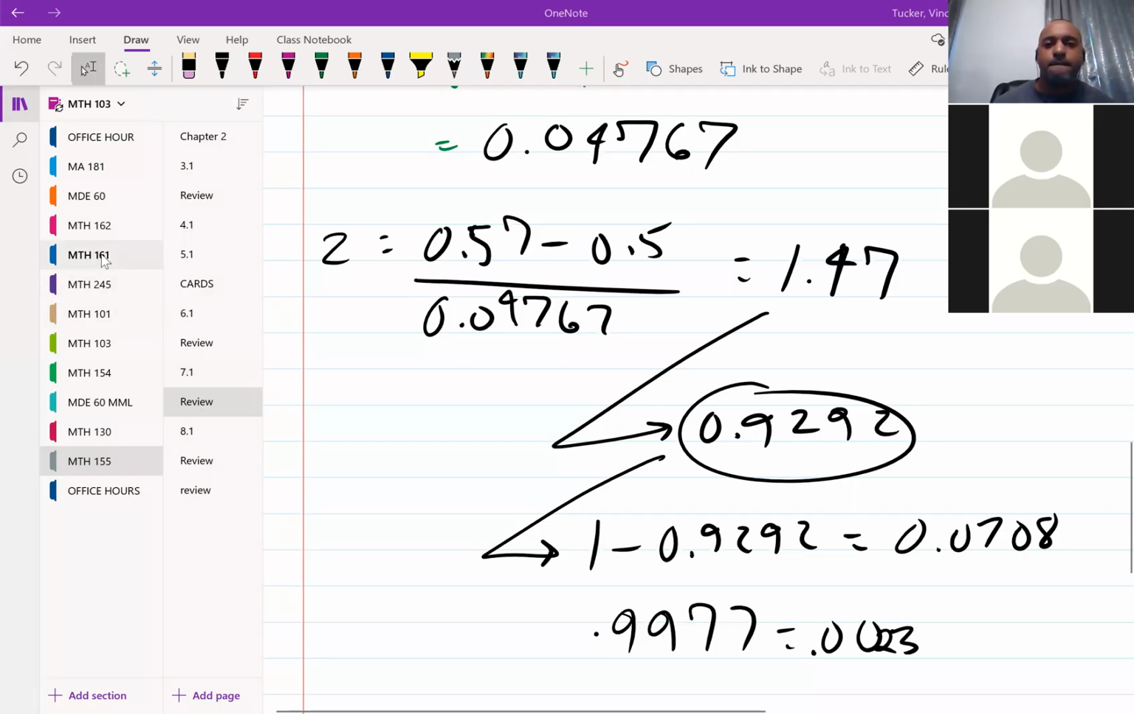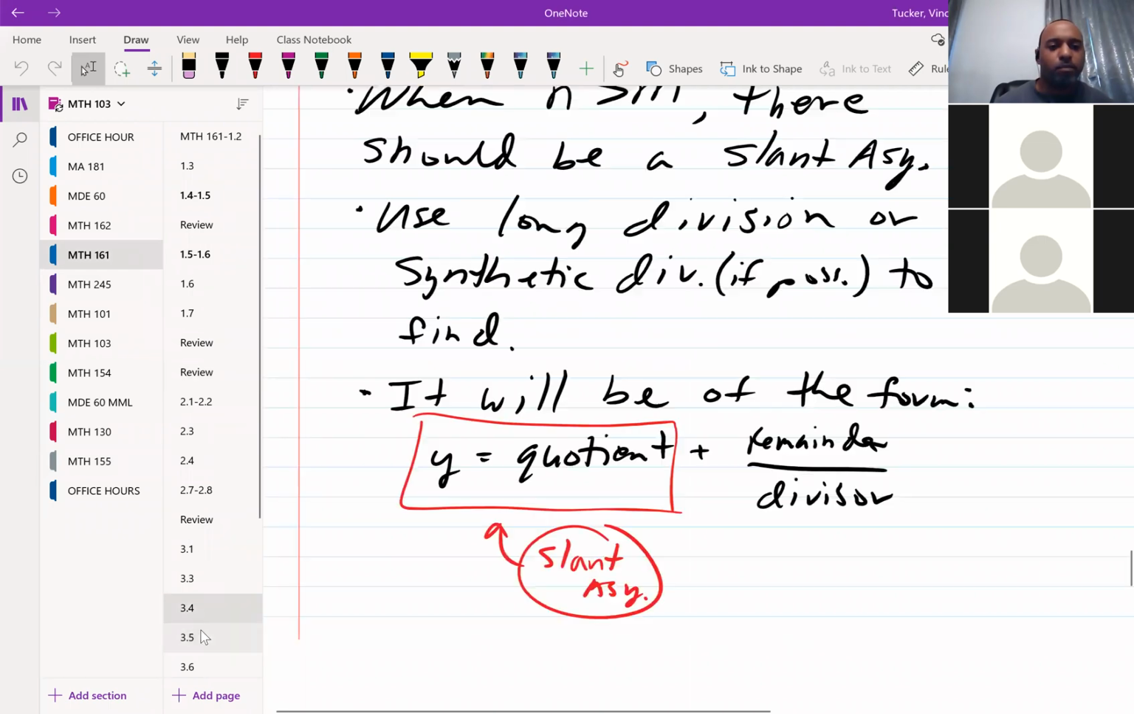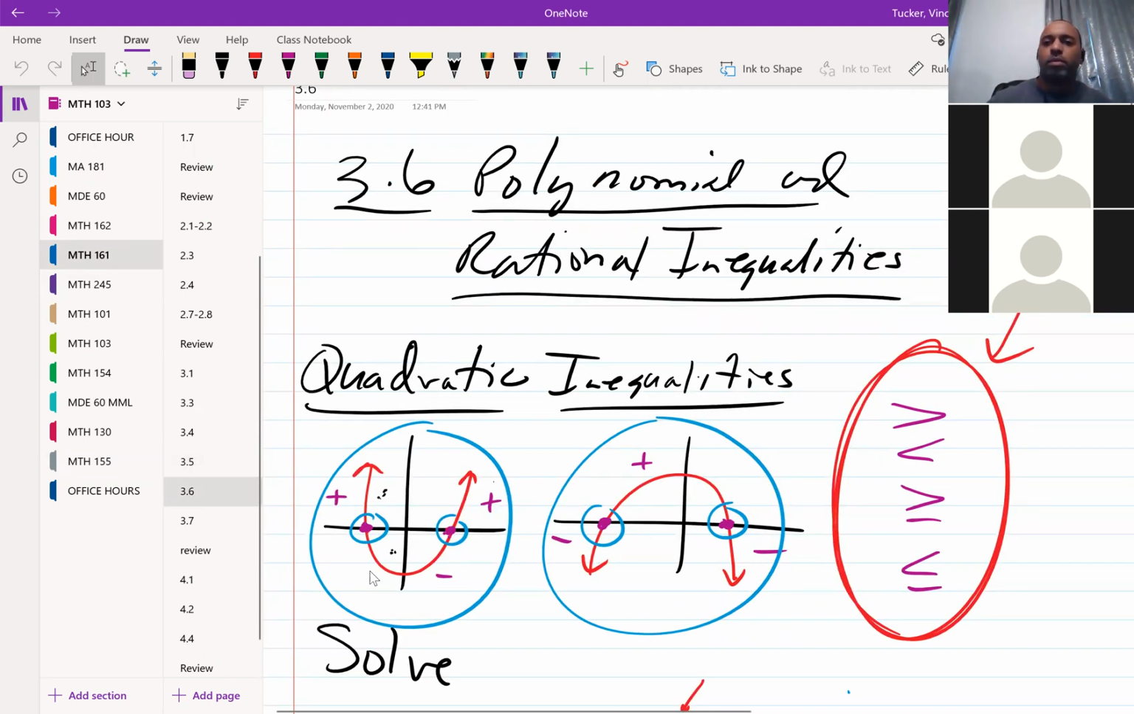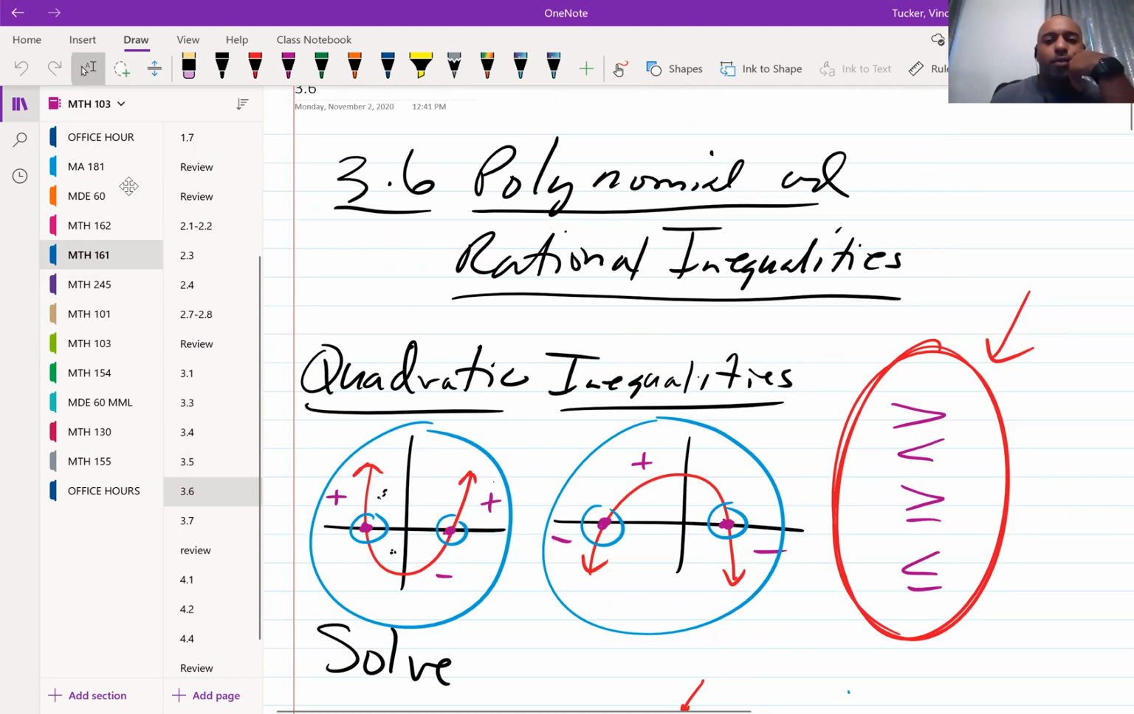So let's look at this next section that we're talking about today. We did 3.5 last class, so we'll look at 3.6 today: polynomial and rational inequalities. Of course, we have polynomial and rational equations. This time we have our inequalities.